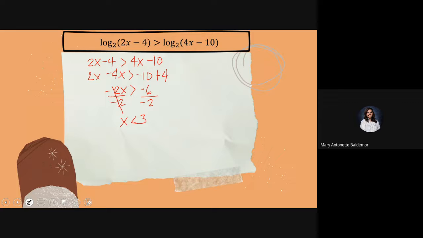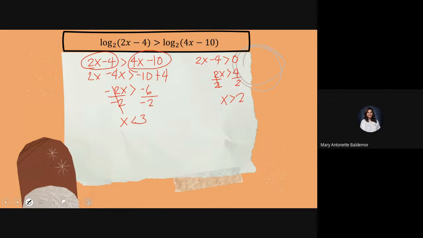positive 3. Okay, so same with what we did, we are going to check these two if they are greater than 0. Okay, so that is by definition. So let us check 2x minus 4 greater than 0. So transpose 2x greater than transpose 4. So this will become positive. Divide by 2 both sides. X is greater than 2.